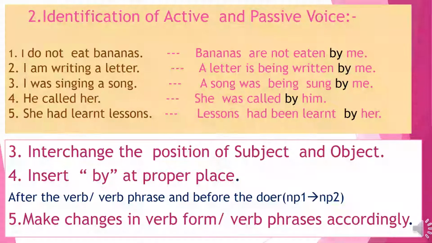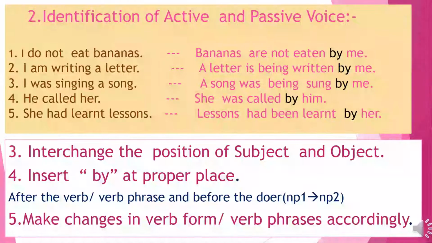Here are some more examples in various tenses of active and passive voice. Take a glance with me. First, I do not eat bananas. Bananas are not eaten by me. I am writing a letter. A letter is being written by me. I was singing a song. A song was being sung by me. He called her. She was called by him. She had learnt lessons. Lessons had been learnt by her.